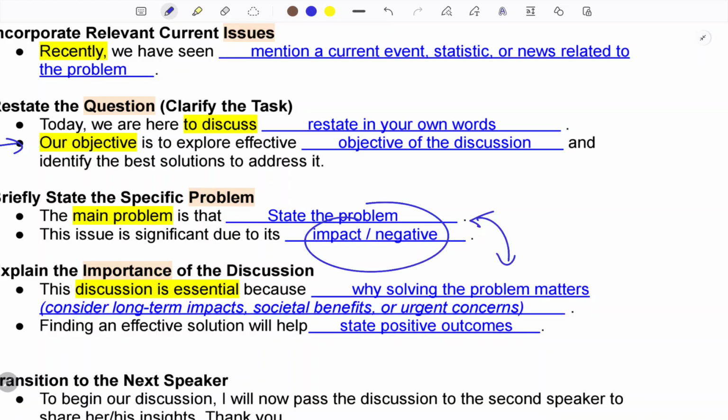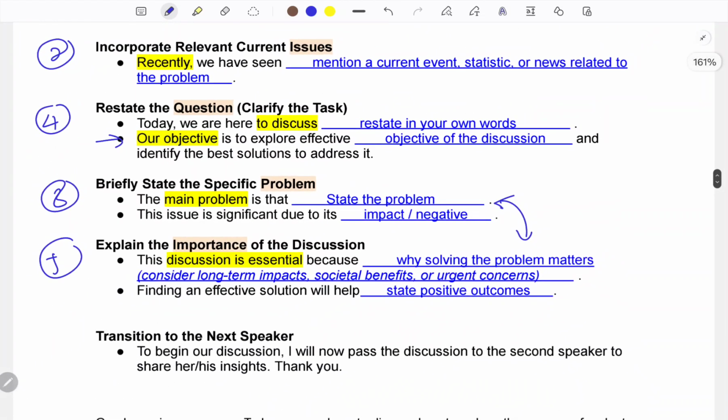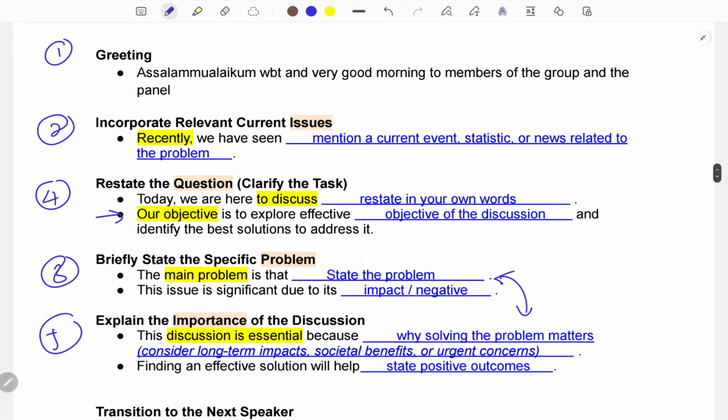Usually the importance is going to be the opposite of the problem. Let's say the problem is children are going to have slow development of brain. So the importance is to overcome the issue and the negative impact that is going to be received by children. Okay. So this is the 5 elements you need to have.